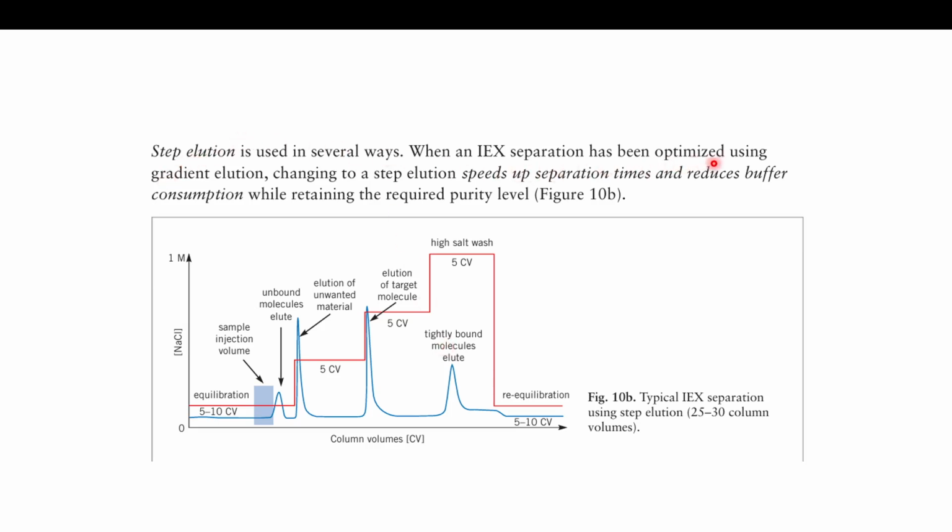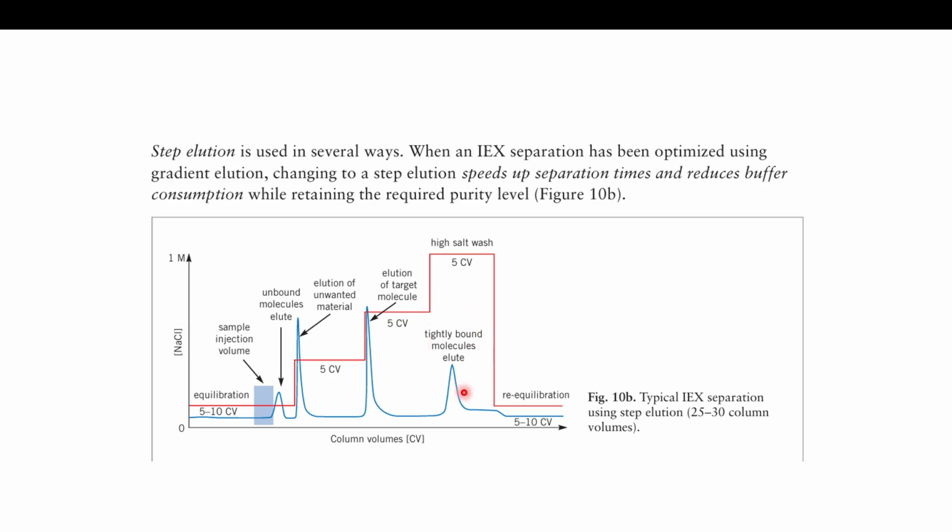When ion exchange separation has been optimized using gradient elution, changing to a step elution speeds up separation times and reduces the buffer consumption definitely, while retaining the required purity level. Okay. So this is what is happening. This is the stepwise elution. You directly give, suppose, 10 millimolar imidazole, then 100 millimolar imidazole. Okay, and finally, suppose exactly 500 millimolar imidazole, and whatever was tightly bound to the matrix, to the stationary phase, will elute out.